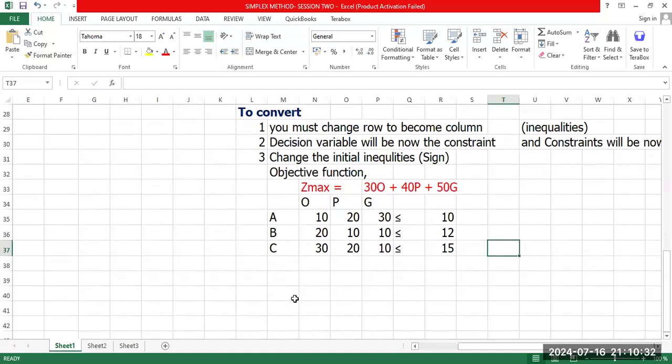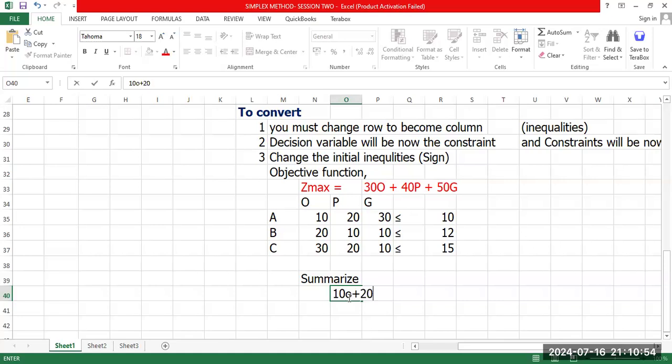Now, once you're done with that, you can now summarize your information. Summarize. This is 10 times O, which is 10 O. Then plus 20 P plus 30 G. This is less or equal to 10.